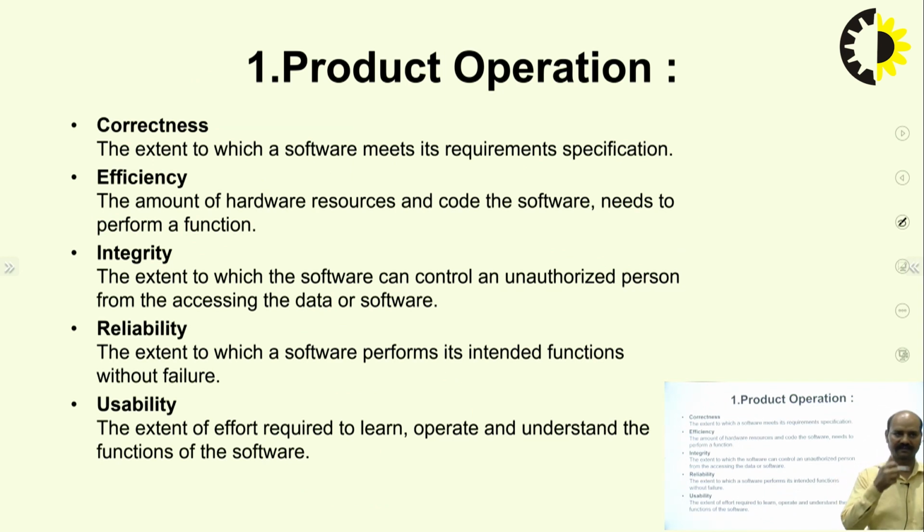The characteristic of the product operation is correctness, the extent to which a particular software meets its requirement specification. The second point is efficiency. Efficiency is the amount of hardware resources and code the software needs to perform a particular function. The next one is integrity, the extent to which the particular software can prevent an unauthorized person from accessing the data or the software.